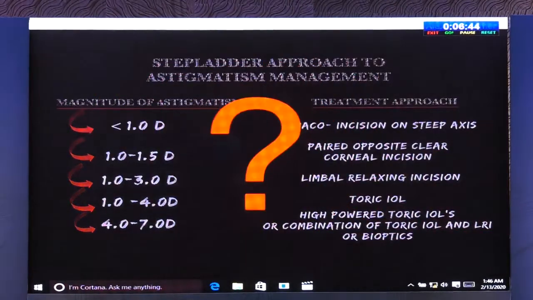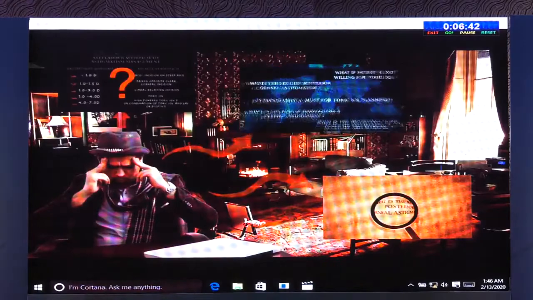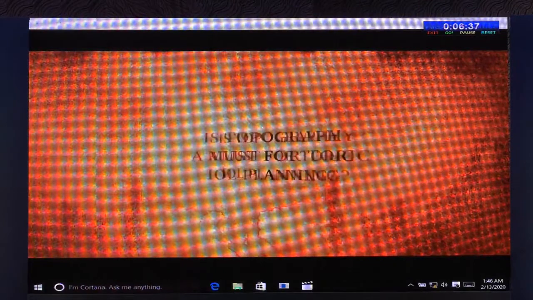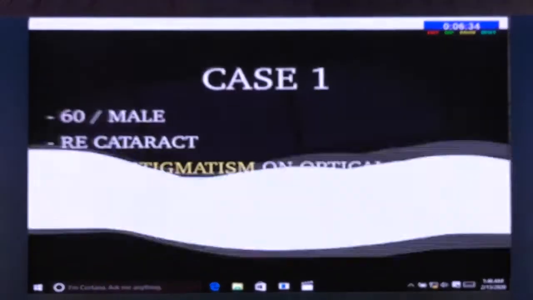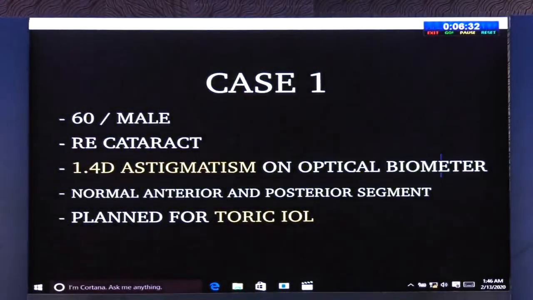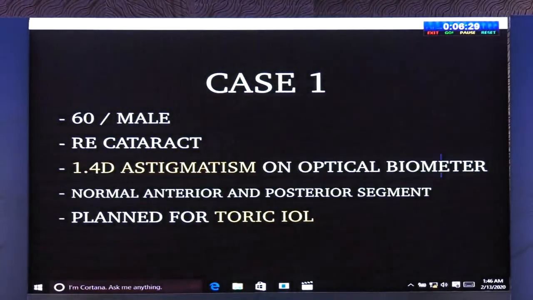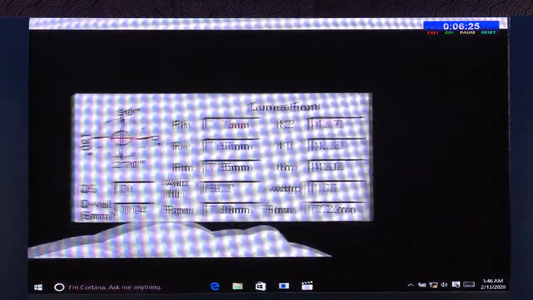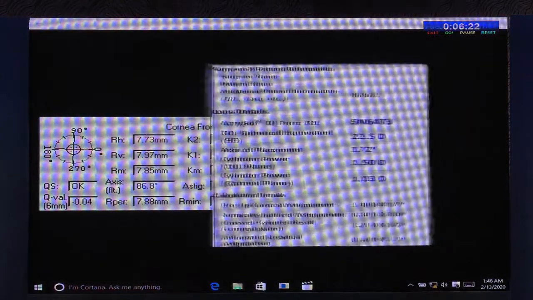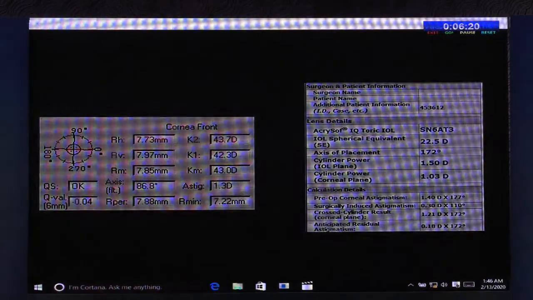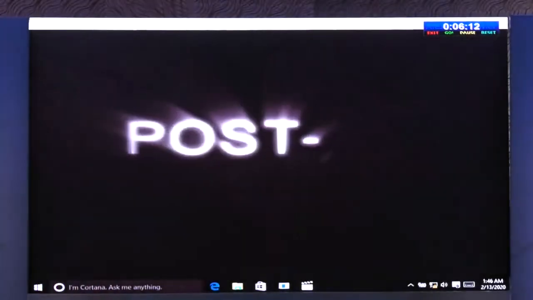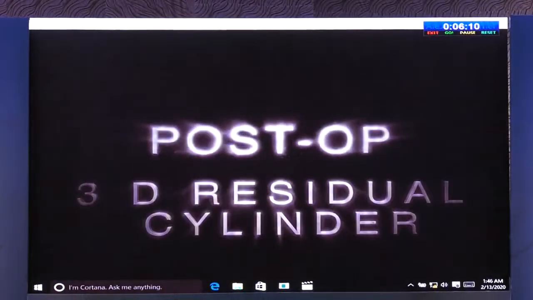The first question which was asked is, how important is topography in planning toric IOL? To answer this question, let's take a case example of a 60-year-old male with 1.4 diopter cylinder. The toric IOL was planned in this patient by using the online calculator. The IOL was implanted at the plane achieved by the calculator. However, it came as a shock when the post-operative cylinder was 3 diopters in spite of the IOL being aligned correctly.